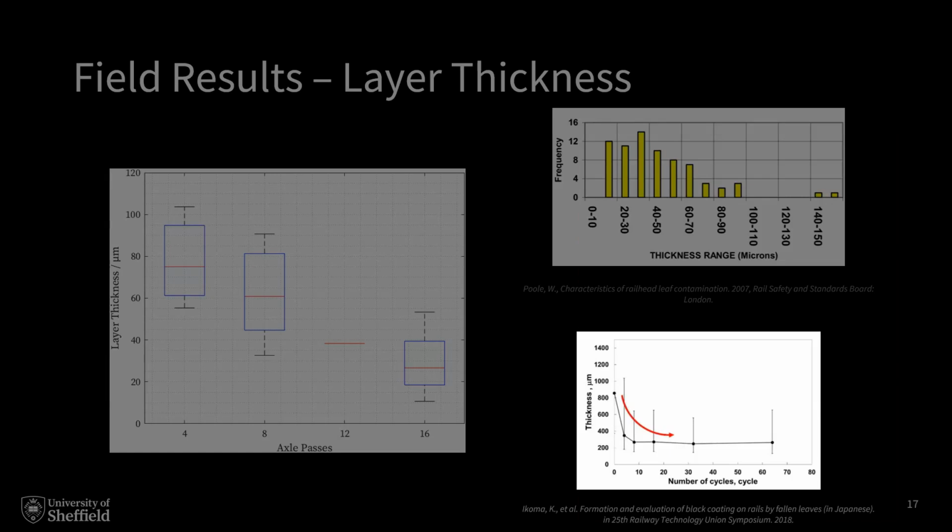We also saw this relationship where after the first axle passes, or the first train pass, you've got a significant reduction in thickness as you'd expect, and then the change between each train going past tapers off. And you can see this is a study from Japan on a scaled rig using a different type of lead and a slightly different method, but we're seeing this same relationship: you start with quite a thick layer, and then it very quickly becomes very thin, and the change is reduced.